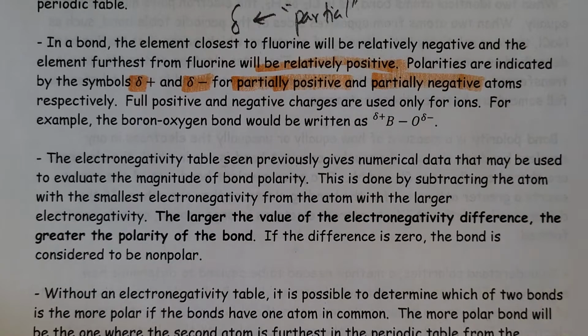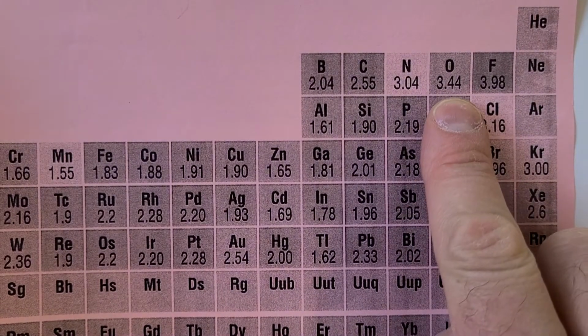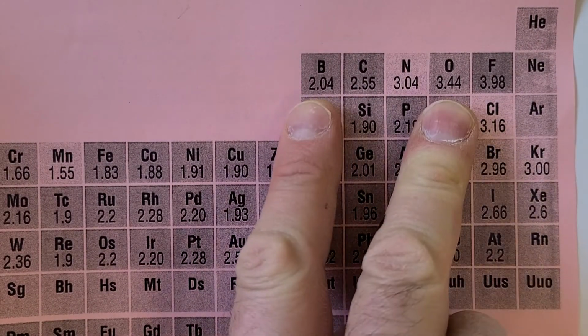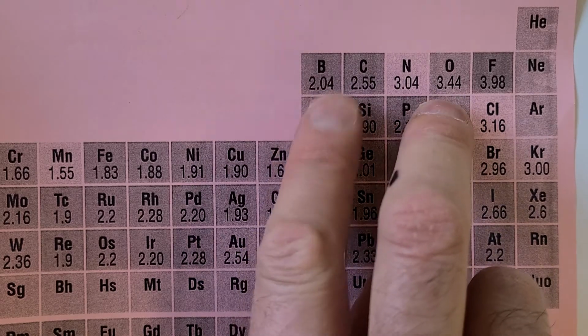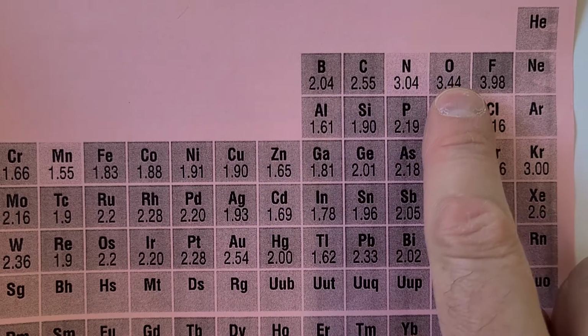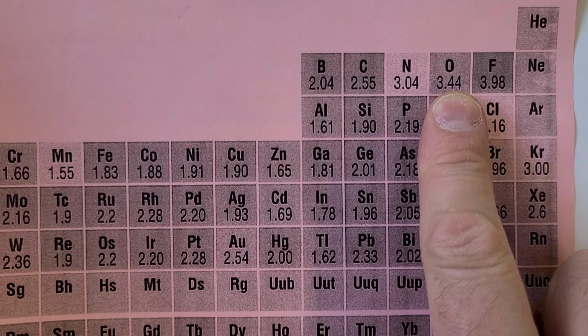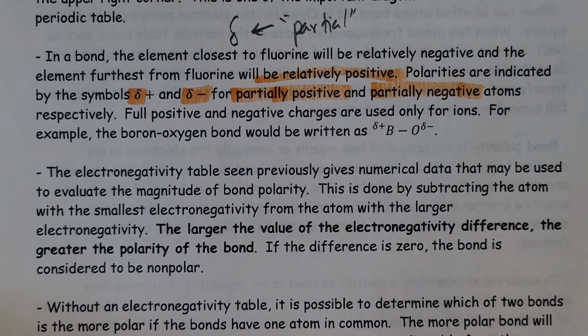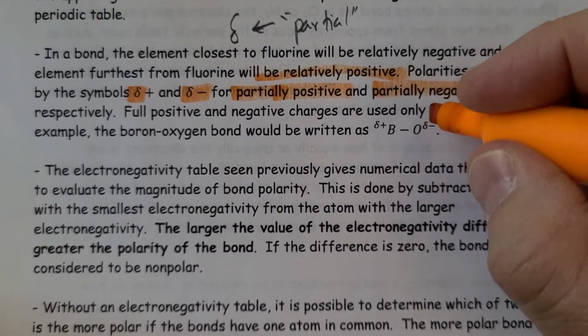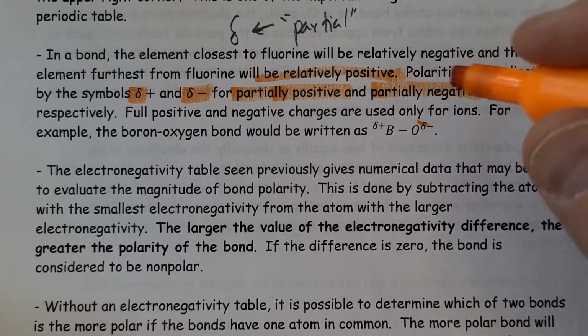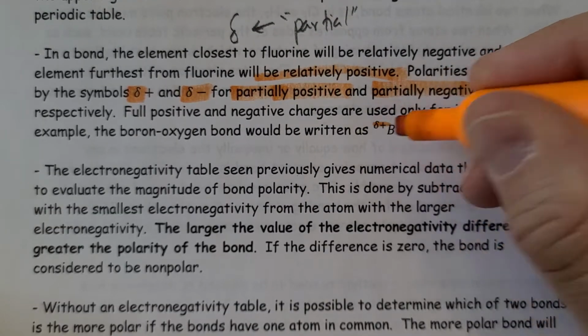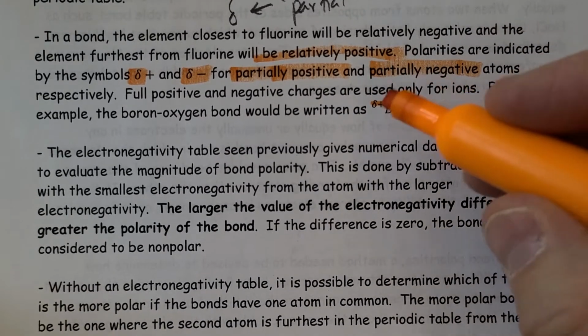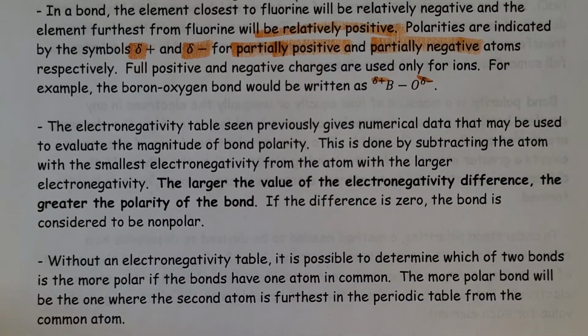And that makes sense because if I look at this table, oxygen is 3.44, boron is 2.04. So of course, which one's bigger? Oxygen. So it has the stronger pull for a shared pair of electrons. So we show that as oxygen being slightly negative because it's going to have the electrons in its area more often than boron has those electrons. So we show that with the little delta symbols.